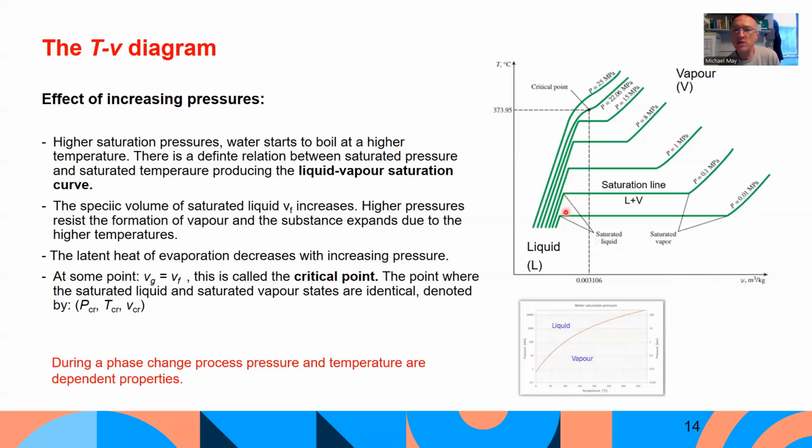You also notice that the difference between the saturated liquid and the saturated vapor point starts to decrease with higher pressures as well. So it takes less energy to turn a liquid into vapor at higher pressures. And at some point, Vg equals Vf. The saturated liquid point and the saturated vapor point coincide, above which there's no clear distinction between a liquid and a vapor. It takes on new properties of a fluid called a supercritical fluid.